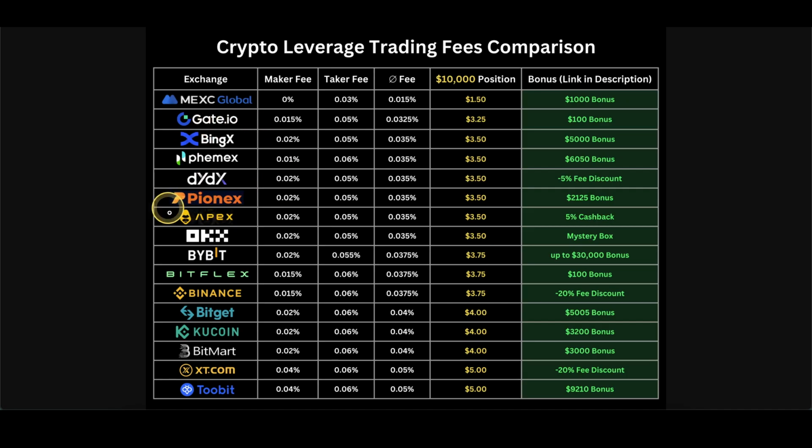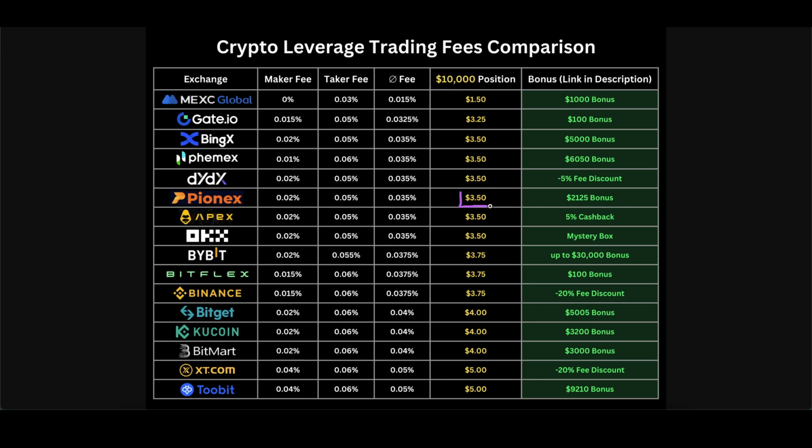Let's take a look at this comparison. So you can see Pionex right here compared to other exchanges definitely has pretty good fees. We have the 0.02 and 0.05% trading fees right here for maker and taker. I also calculated an average fee for you, which stands at 0.035%. And I also made an example. If you have a $10,000 position, you would have to pay a $3.50 fee.